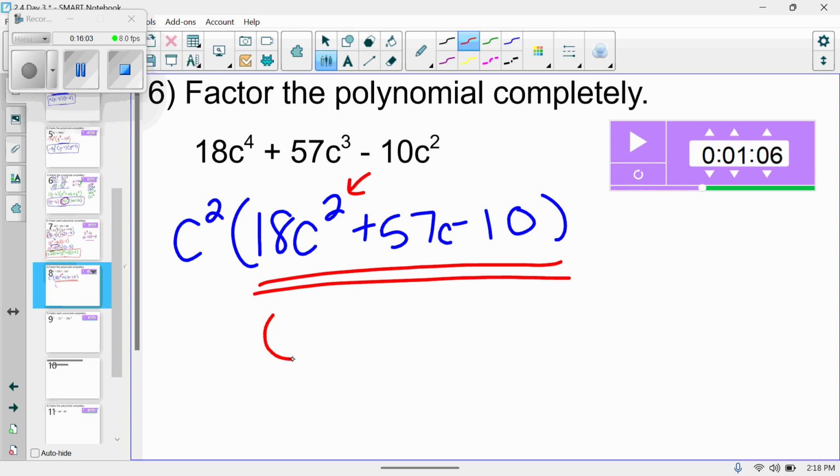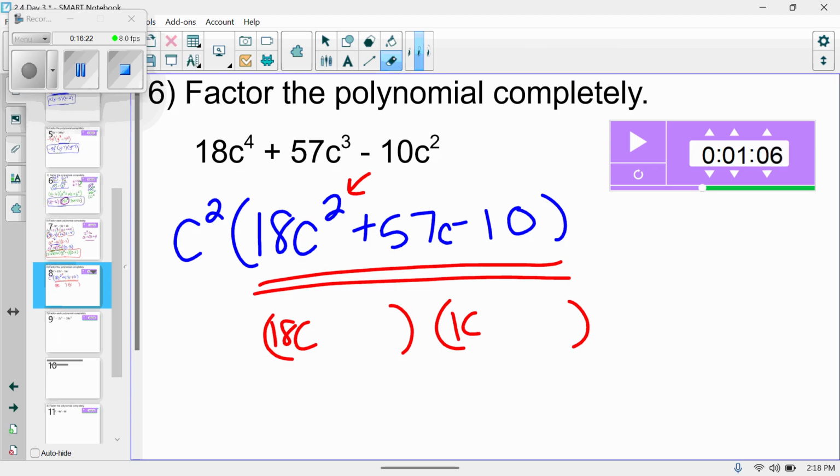You're thinking, what can I FOIL out that you can get back 18c squared plus 57c minus 10? Guys, that's going to be a lot of work. It's easy when it's just c squared because we do c times c, right? But if it's 18c squared, like maybe it's 18c times 1c, or maybe it's 9c times 2c, or 3c times 6c. Like there's so many ways to get 18c squared. So this is one of those problems where you're going to have to do a lot of guessing and checking.